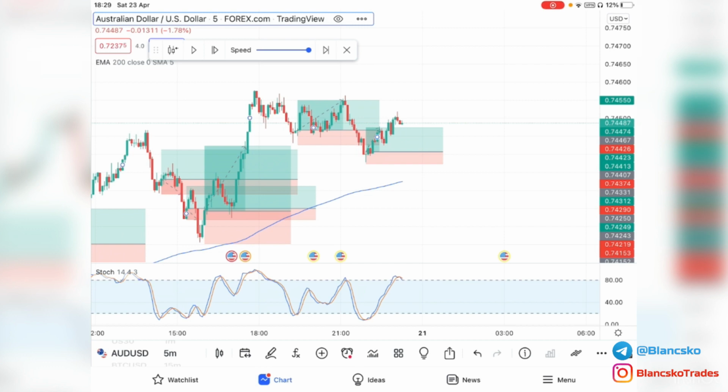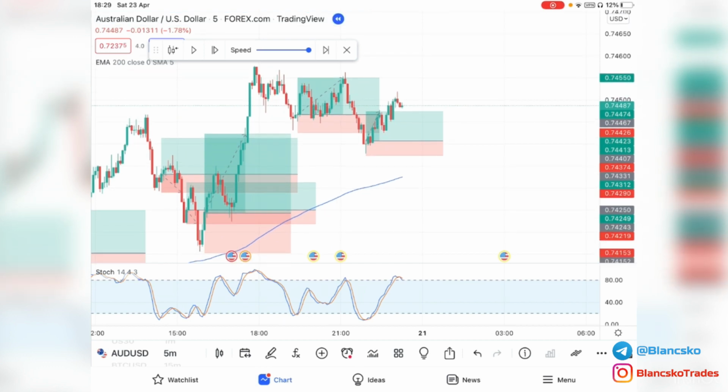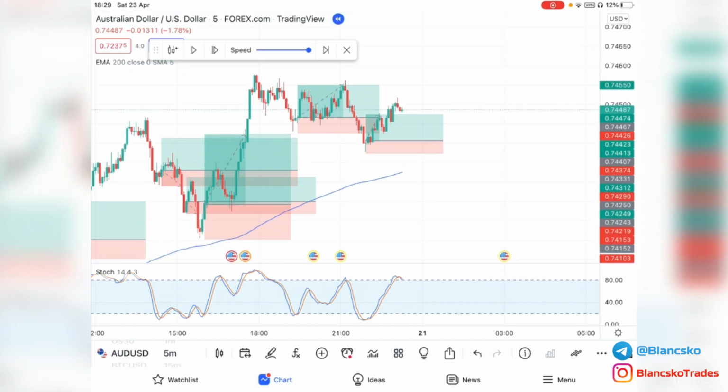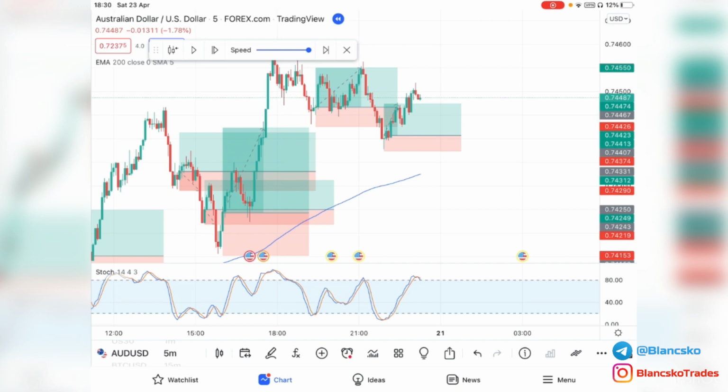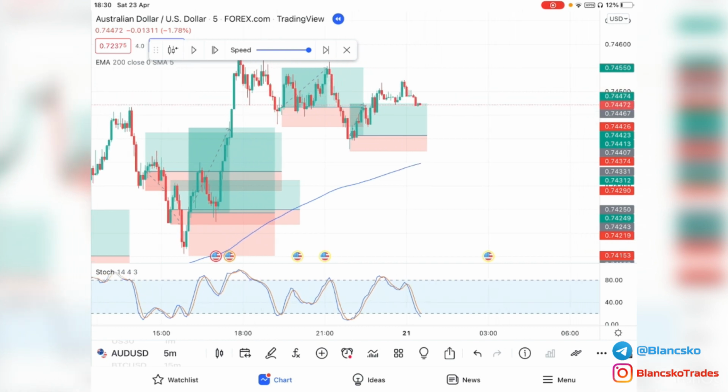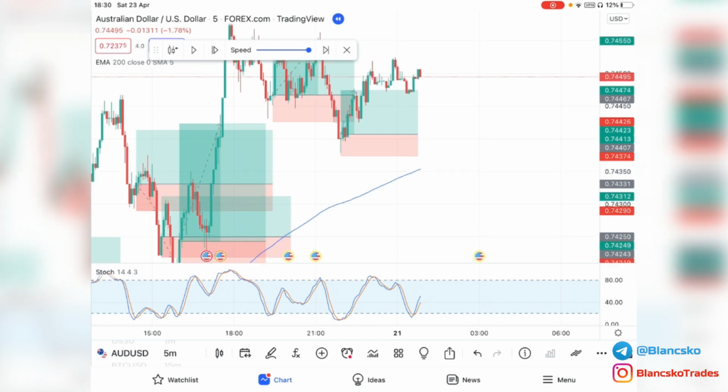Boom, another take profit hit. Okay, so you can see this strategy works. It's really simple to use. Of course, you will get losses as well because there's no 100% win rate strategy, but it does work. Okay, it really does. So let's see if we can get another setup right here.